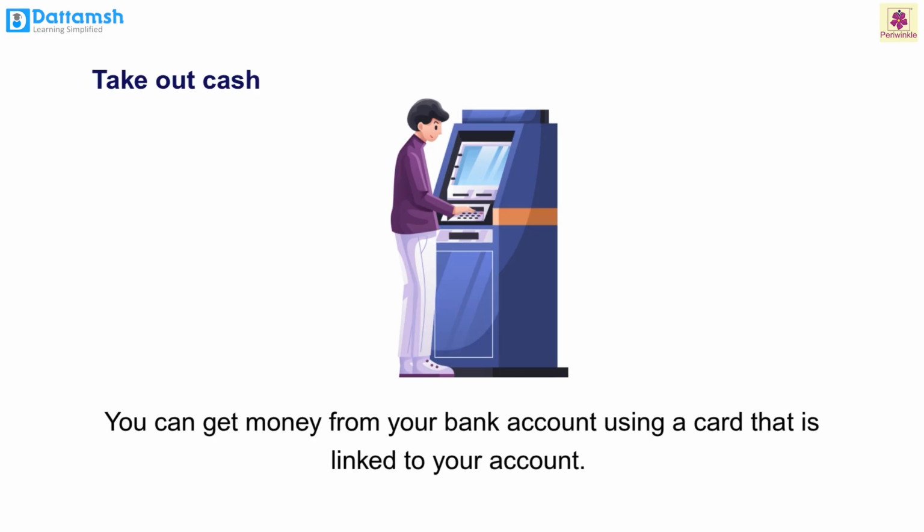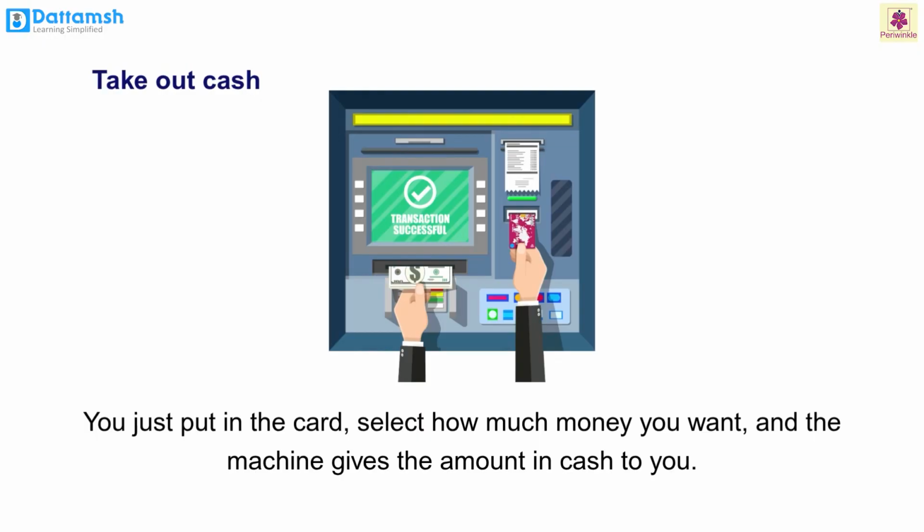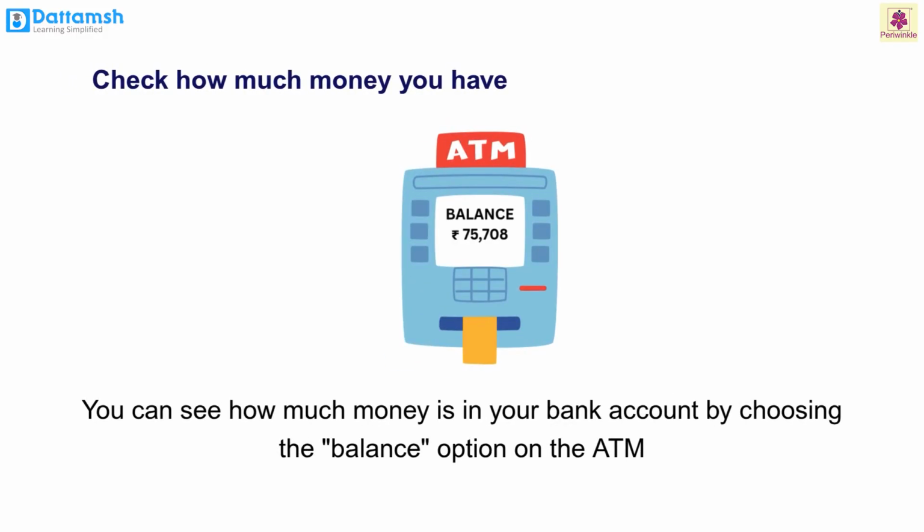Take out cash. You can get money from your bank account using a card that is linked to your account. You just put in the card, select how much money you want, and the machine gives the amount in cash to you. Check how much money you have. You can see how much money is in your bank account by choosing the balance option on the ATM.